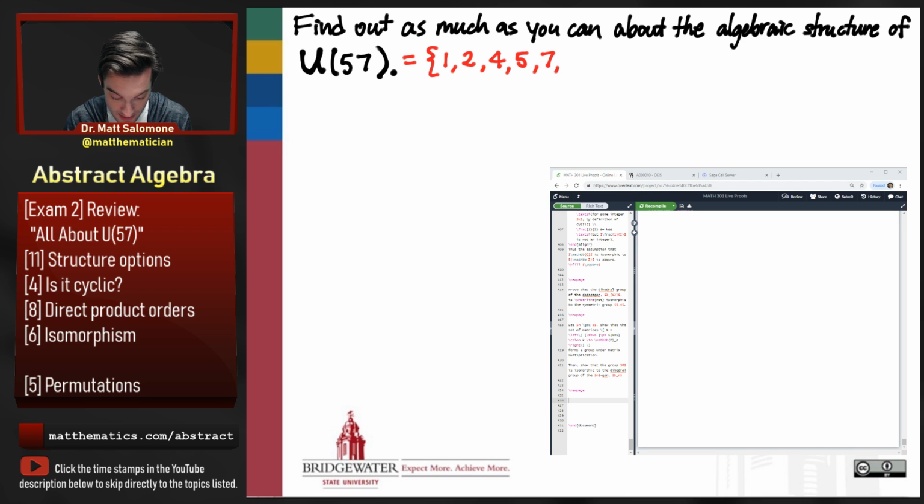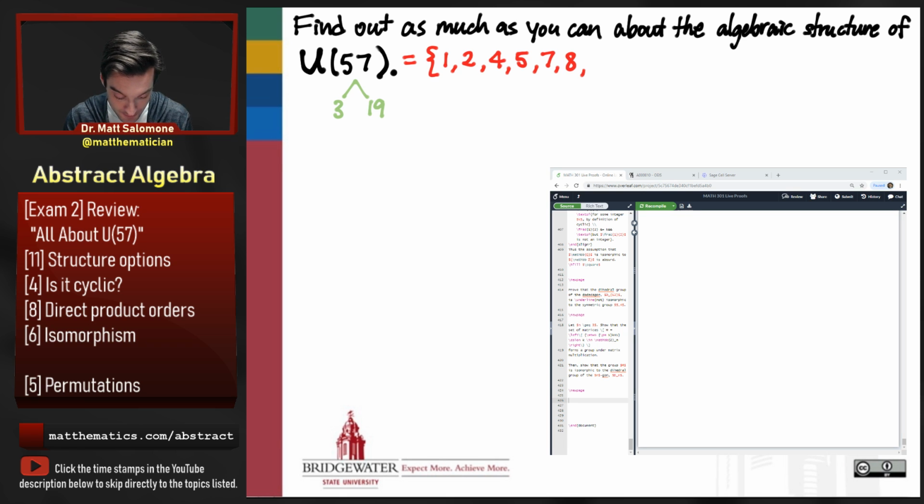And 8 will be a part of this as well. Just so that we can know that we're getting the right elements in this U group, if I'm going to list them all, let's take a moment and do a prime factorization of the number 57. So 57 is divisible by 3. In fact, it's equal to 3 times, let's see, 3 times 20 would give me 60. So this is 3 times 19. And that's a complete prime factorization of 57.